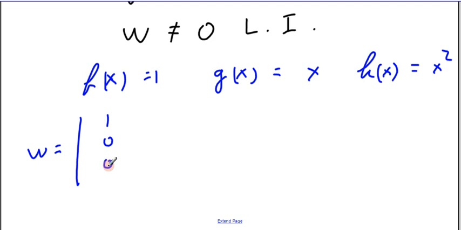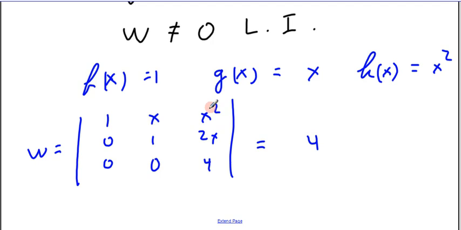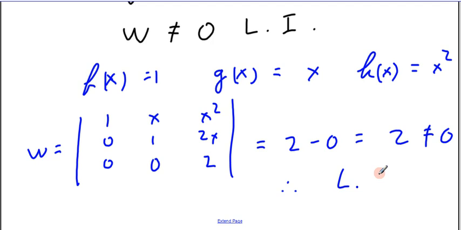So my Wronskian is going to be 1, 0, 0, the first derivative, the second derivative. x, first derivative, second derivative is 0. x squared, first derivative, second derivative. And we take the determinant. I get a 4... How did I get a 4 there? Oh well, can't have everything. 2. Is that better? Most of you are sitting there telling me I was really dumb doing that, but I did that on purpose to see if anyone was paying any attention. So 2 minus 0 is 2, which is not equal to 0. Therefore, the functions are linearly independent. And we picked some that were, so that was good too.